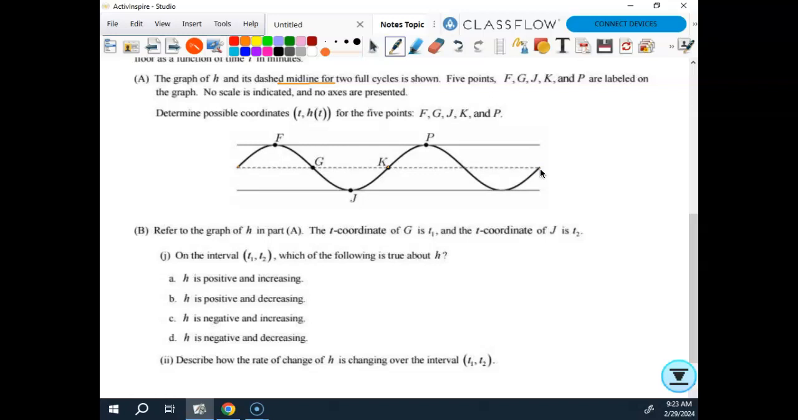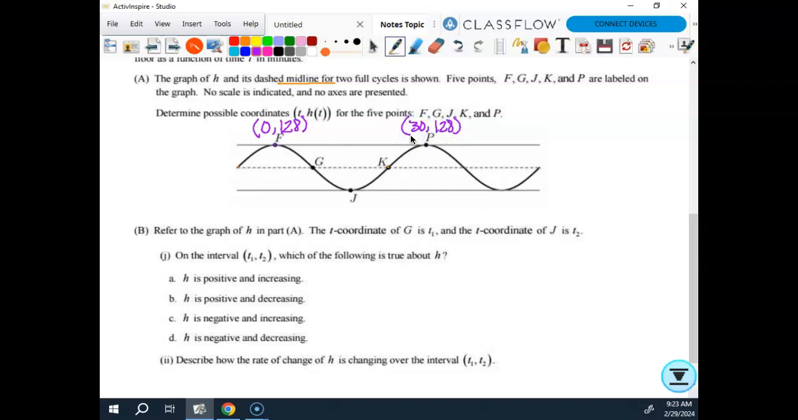But if these points represent the distance from the floor, when is the distance from the floor the most? When it's at 128, and that's at 0 and 30 minutes, right? And then on this graph, when is it the most? F and P. So that means this would have to be at 0, 128. So what is that? 128 and 30, 128.